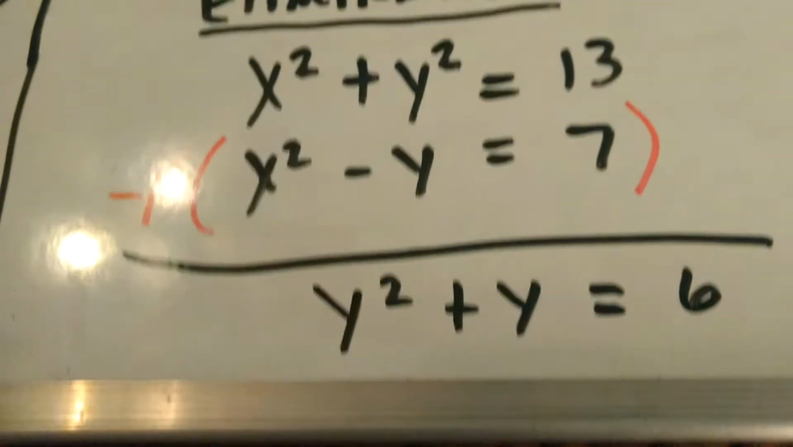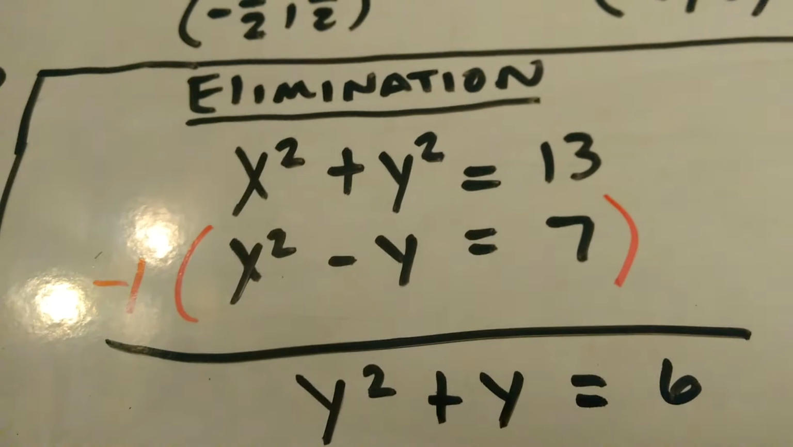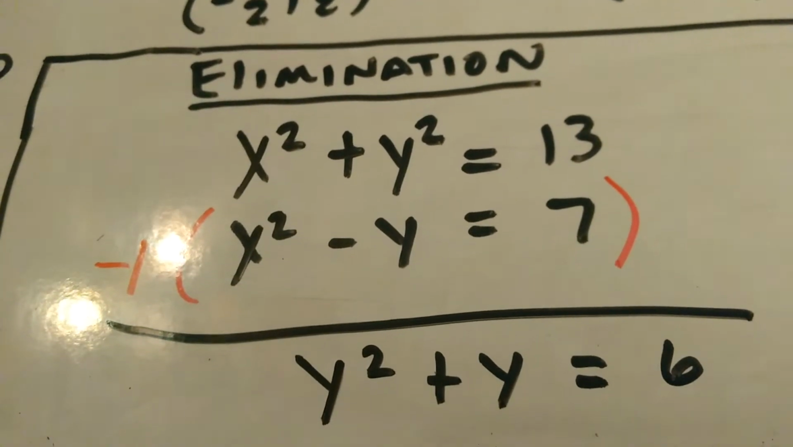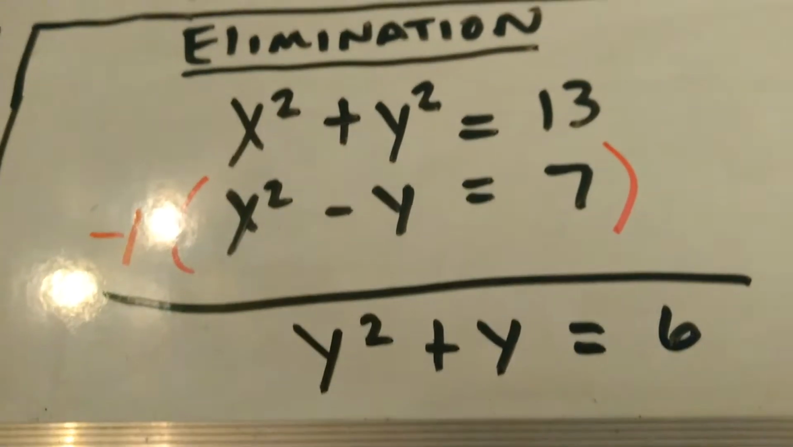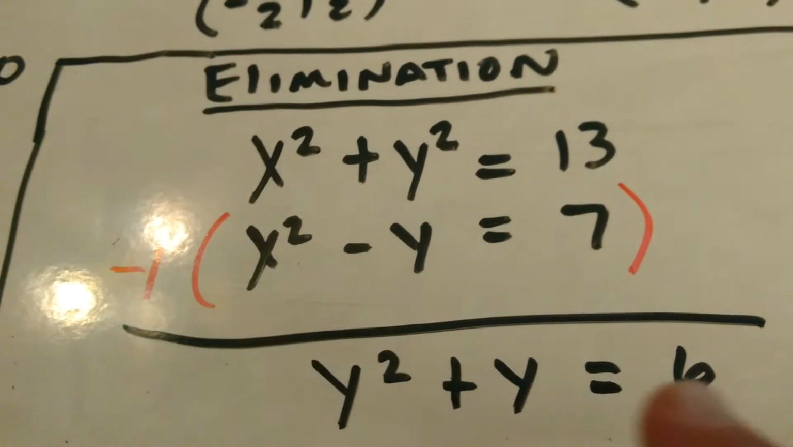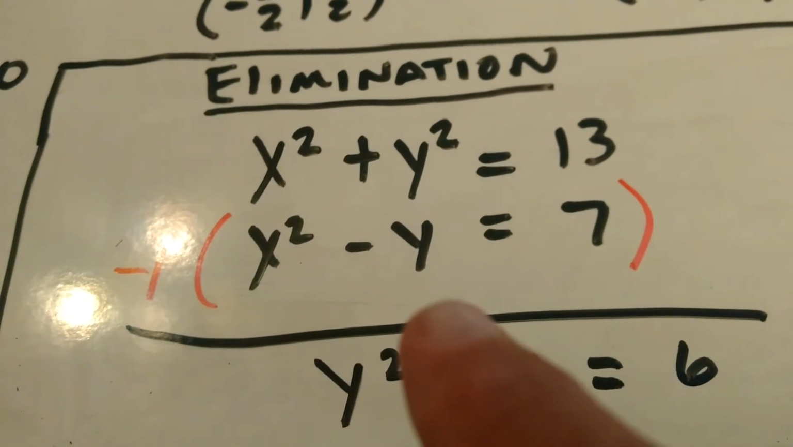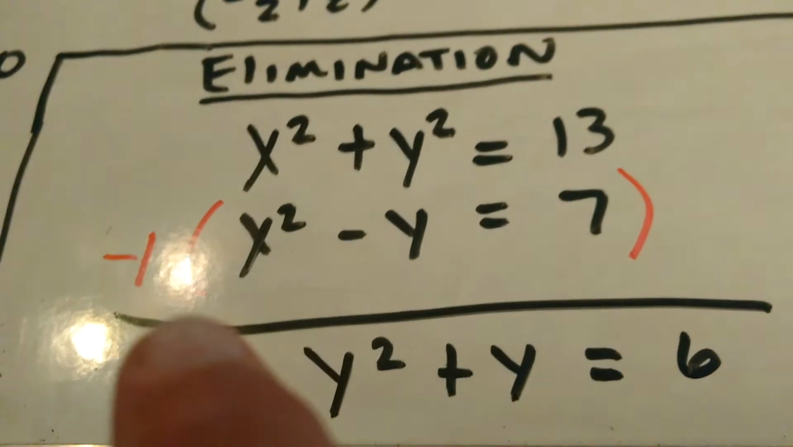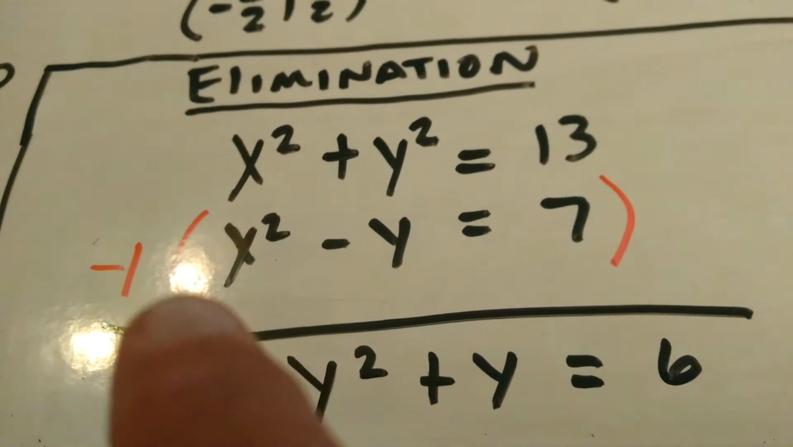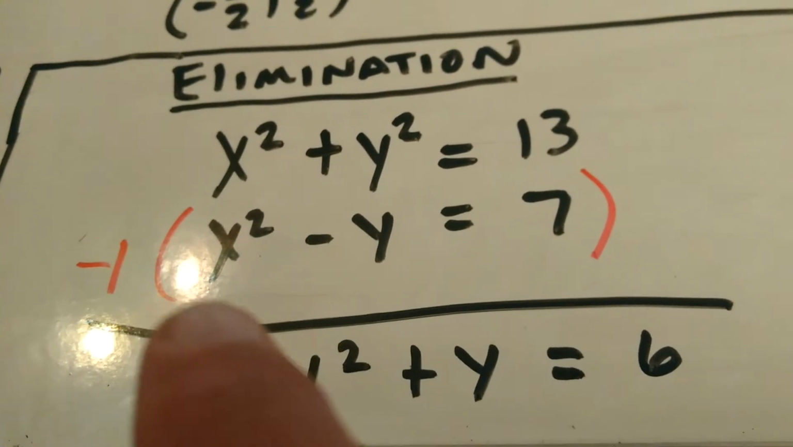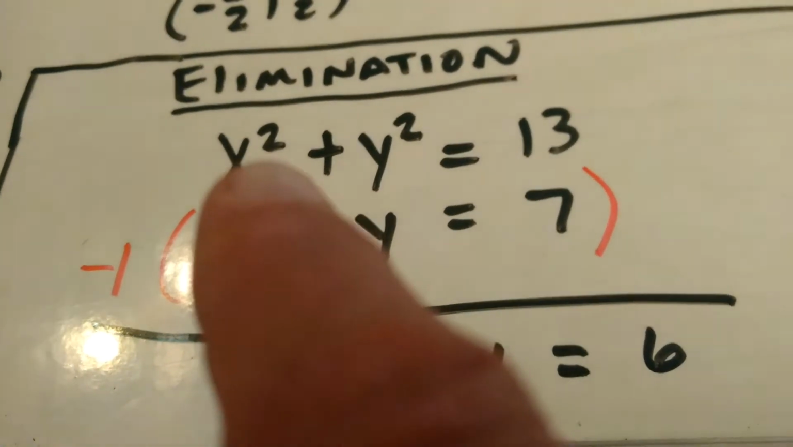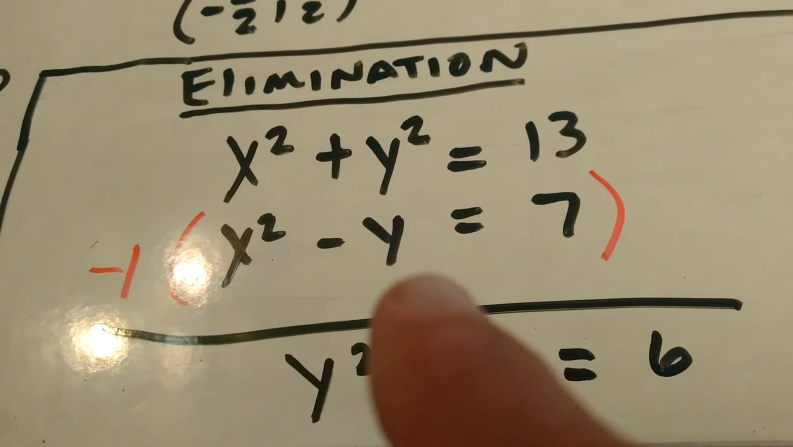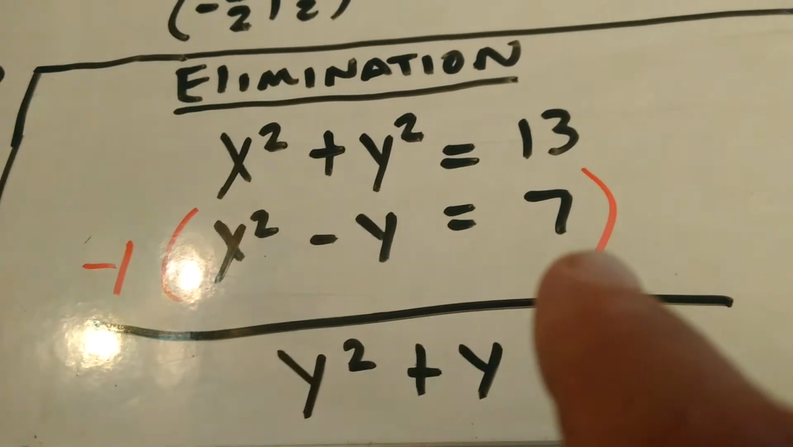There's another example. Here we're going to use elimination. Here we have x squared plus y squared equals 13, and x squared minus y equals 7. Notice in this one I could use substitution because I have a y by itself. I could very easily do that, but I'm going to choose to do elimination. I'm going to multiply the bottom equation by negative 1, which will give me negative x squared, and together with the x squared gets rid of the x squares. This gives me a positive y. This gives me a negative 7.